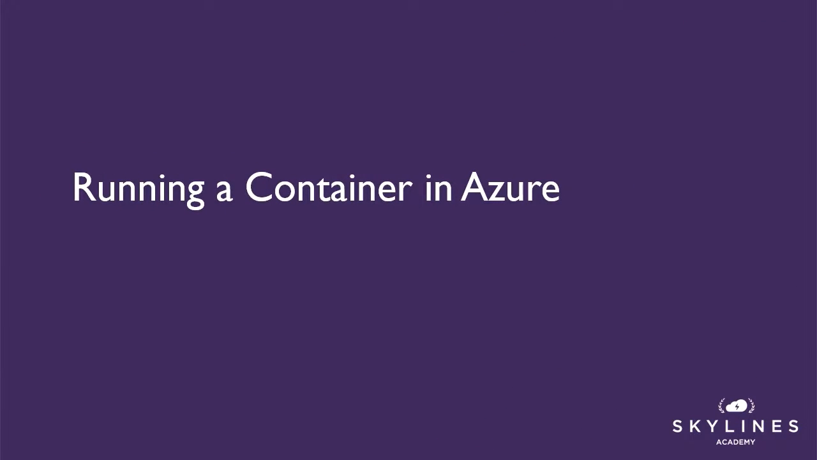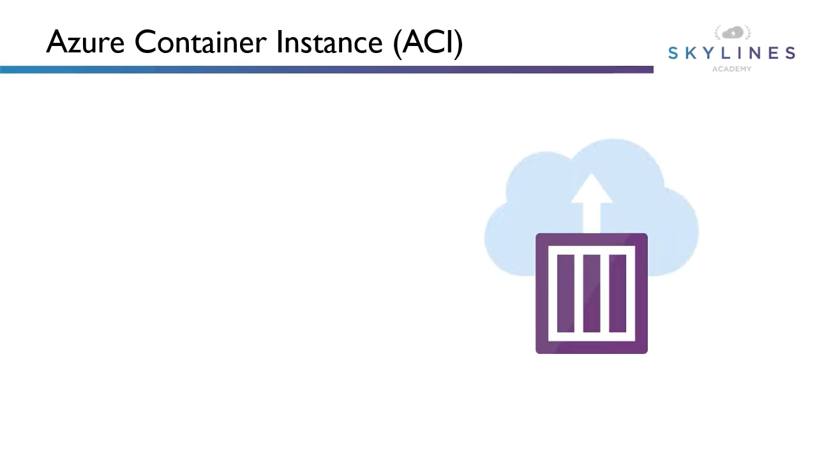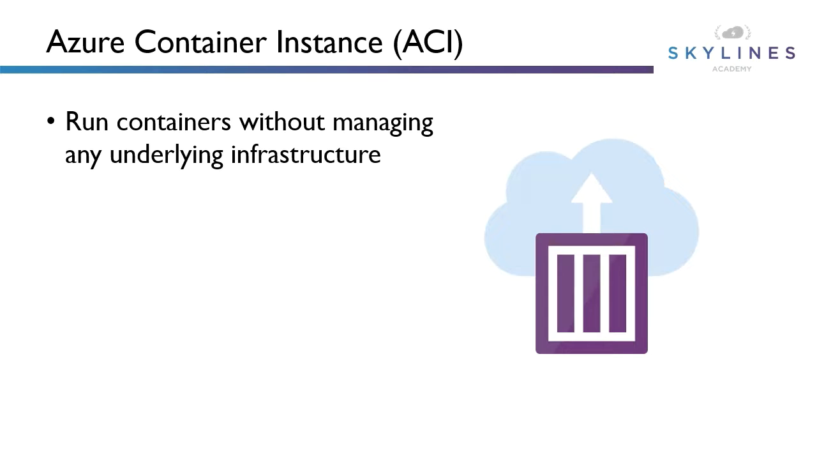Now that we have taken our container image and uploaded it to Azure Container Registry, let's take a look at one of the ways that we can run that container within Azure. Azure Container Instances, or ACI, give us the ability to run a container without having to manage the underlying infrastructure. We assign the amount of CPUs and the amount of memory we want available to that container, and Azure takes care of the rest.